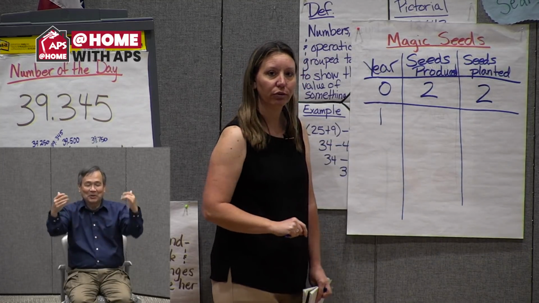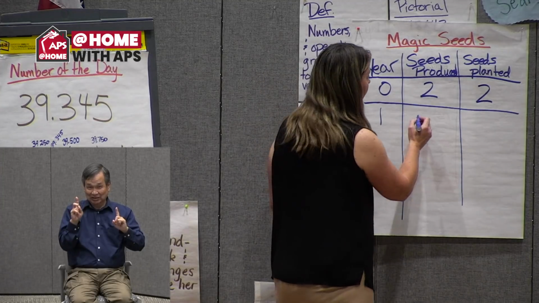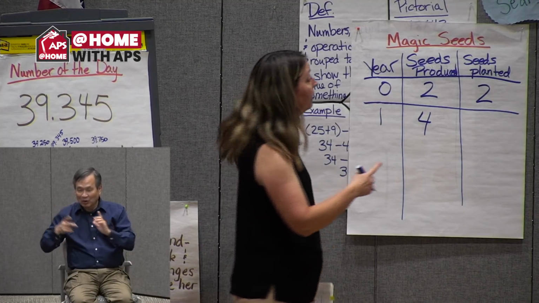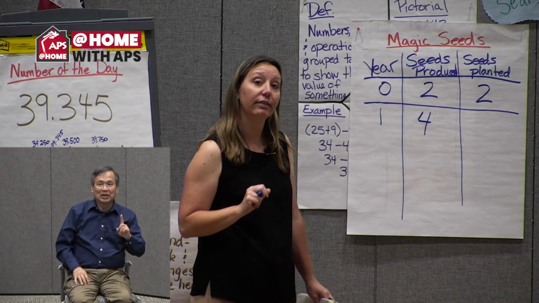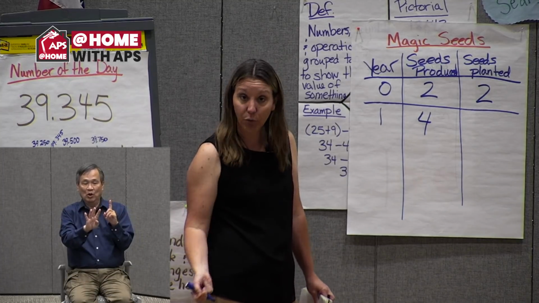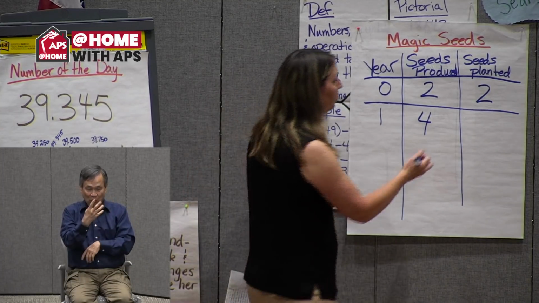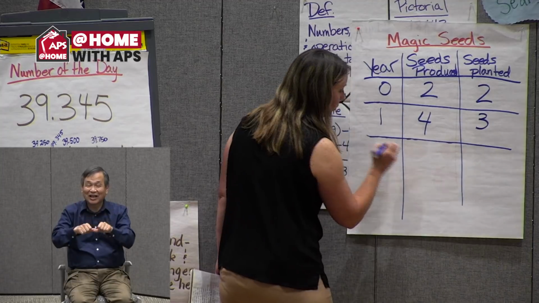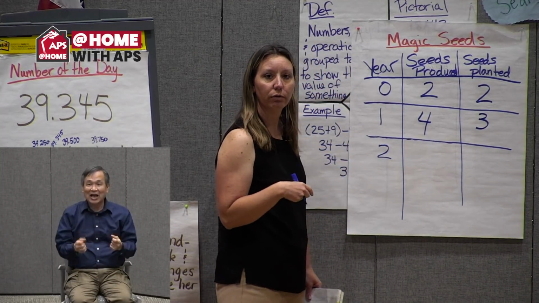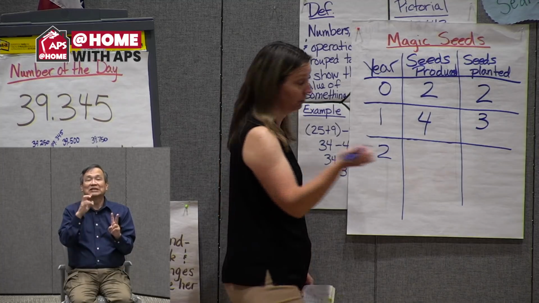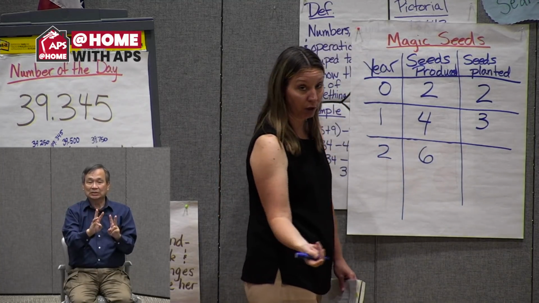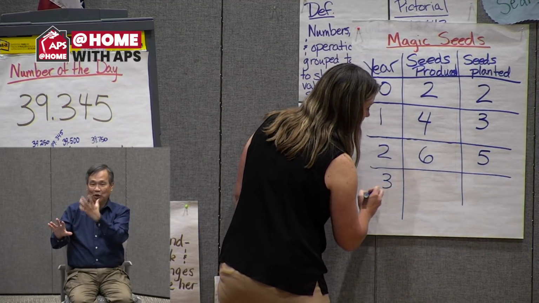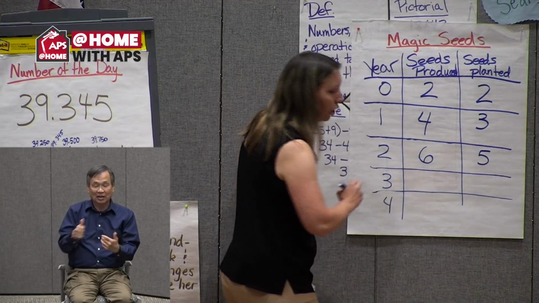Then we have year 1. How many seeds were produced? The 4 seeds, right? Because every year, if you planted 2, it doubled every time. Then how many seeds did we plant? Jack plant? Right? Jack ate 1. He always eats 1. So he would have planted 3. So if we were to continue this down to year 2, how many seeds were produced from those plants? 6. We double it, right? Jack eats 1 seed, so we have 5. And we would continue this, right? Year 3, year 4, year 5, all the way to year 10.